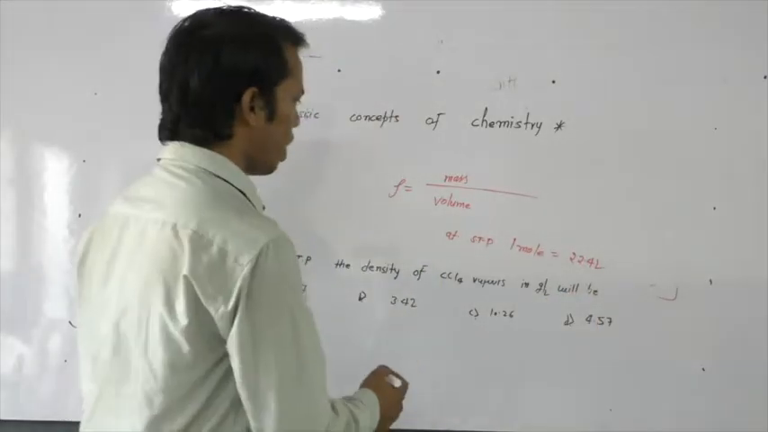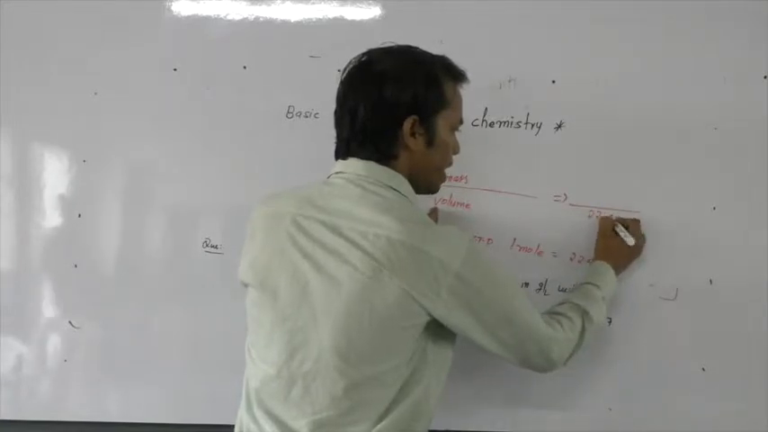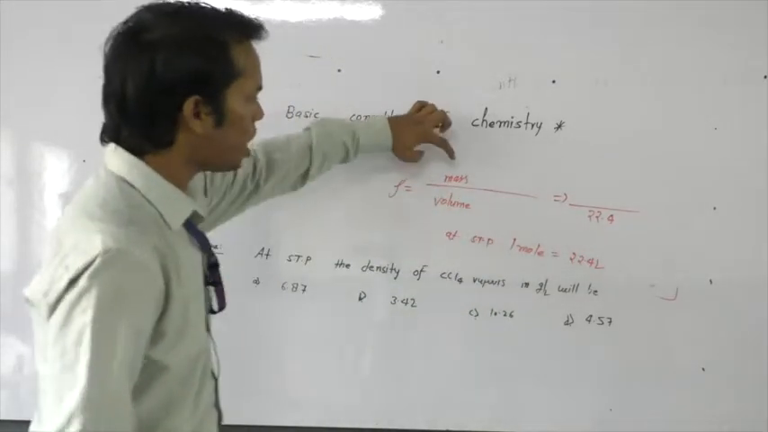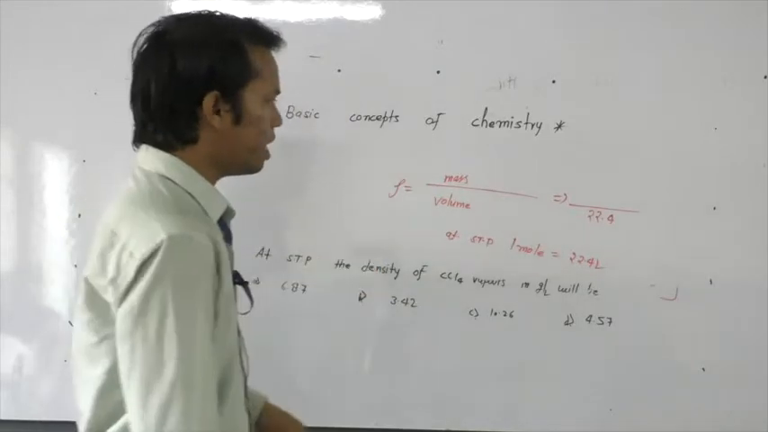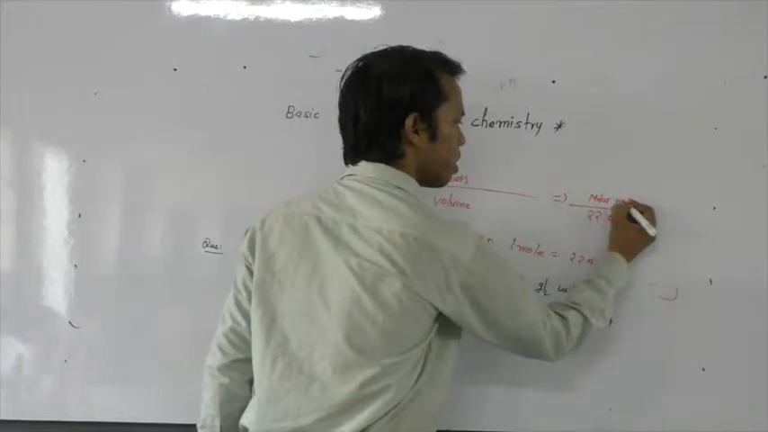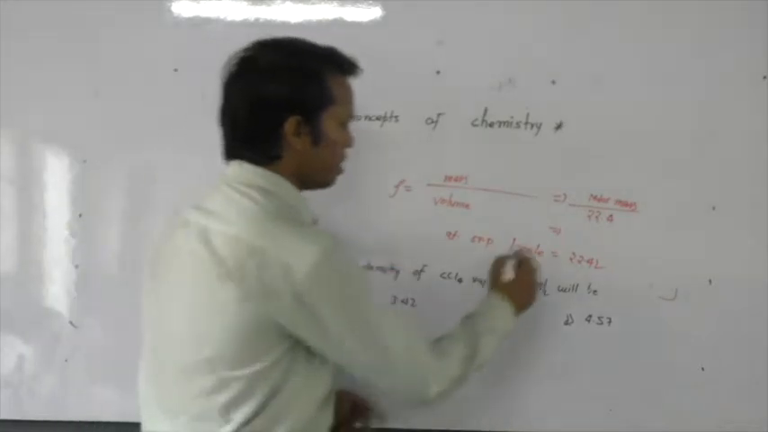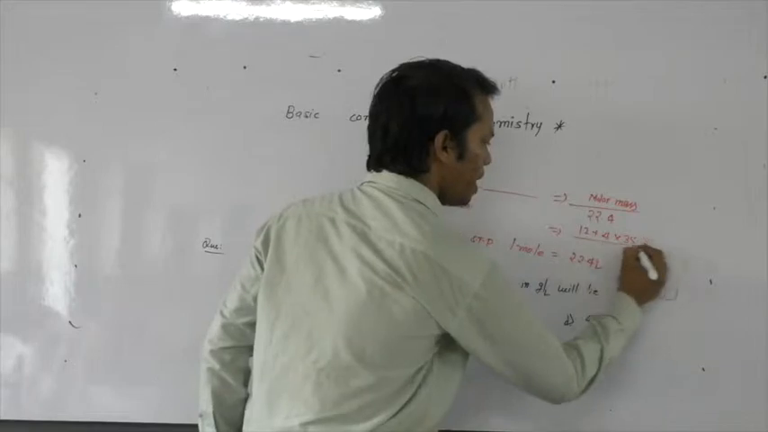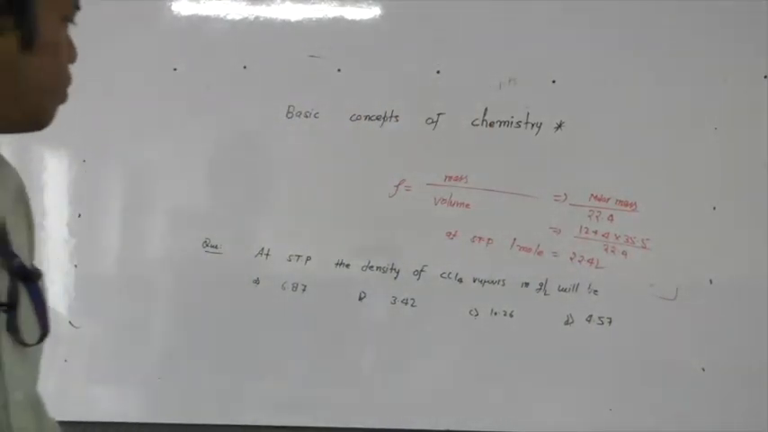So what do we have to do now? 22.4 liter, and tell me, for 1 mole what will be the mass? For 1 mole, the mass is the molar mass. So what is the molar mass of CCl4? So here you can write the molar mass. Correct? And the molar mass of CCl4 is 12 plus 4 into 35.5, divided by 22.4. Correct? Okay, now what do we have to do?